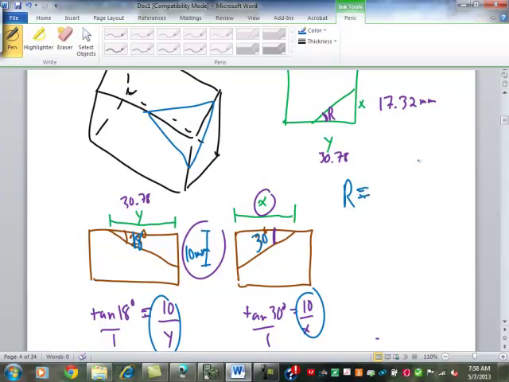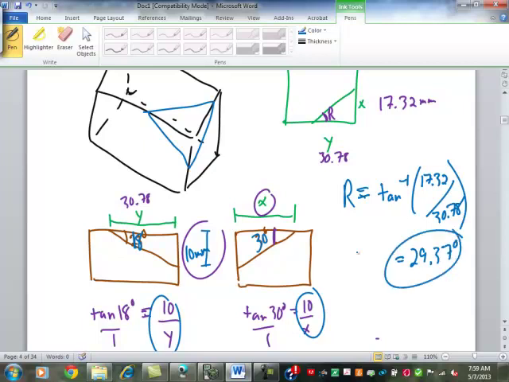That's the one. So R, the angle of rotation, is the inverse tangent of 17.32 over 30.78, which comes out to be 29.37 degrees. If I would figure that with the inverse sine or inverse cosine, that would come up with the complement. No, if you did inverse cosine, it wouldn't have worked at all. You'd have come up with something totally unrelated. If you flipped these over, if you put this one on bottom and this one on top, you would have got the complement.